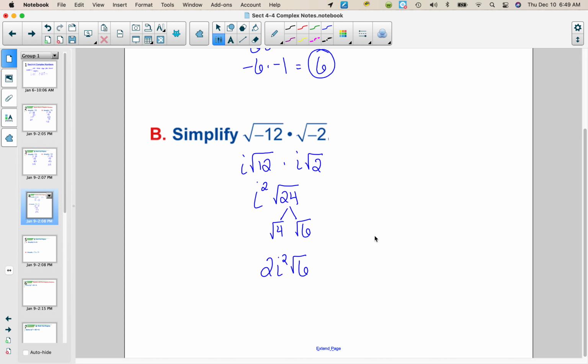We're almost done, but remember i squared equals -1. So this is a -1 times 2, so we get -2 root 6, and that's our answer. So notice we had a negative answer, so be careful that you don't see these two negatives and think it's positive, because they're underneath the radical sign, it doesn't work that way.